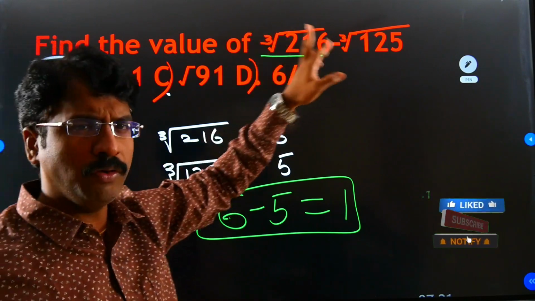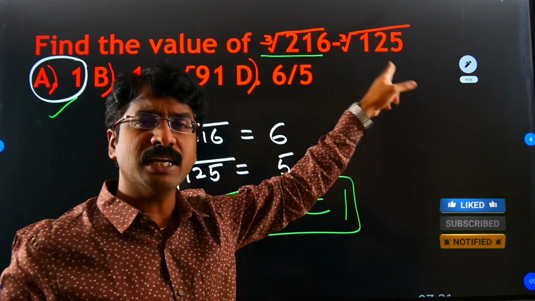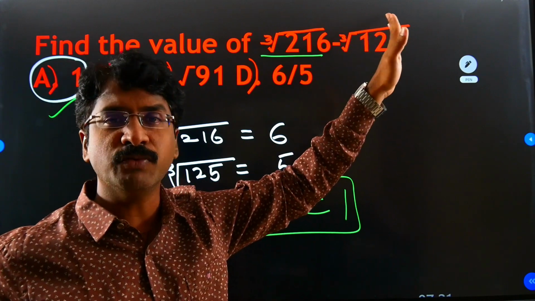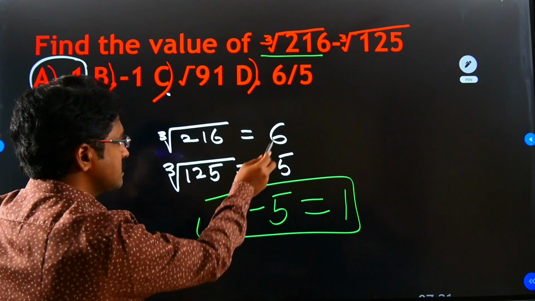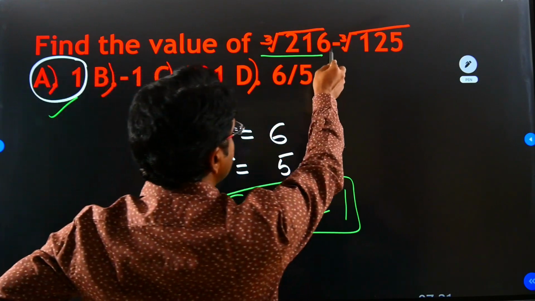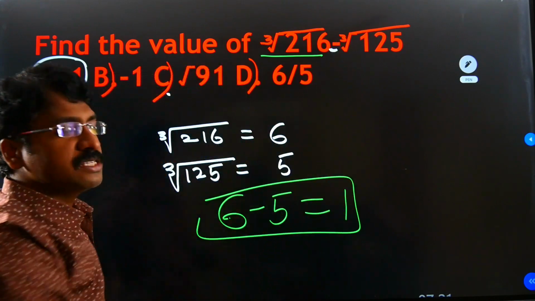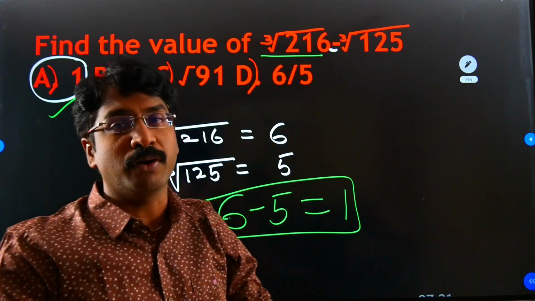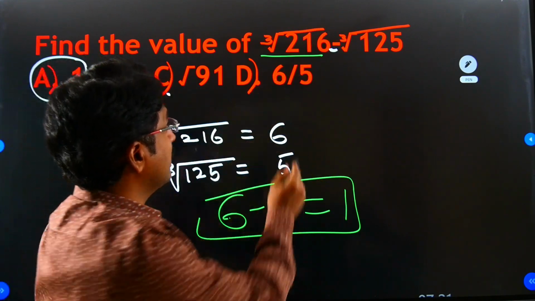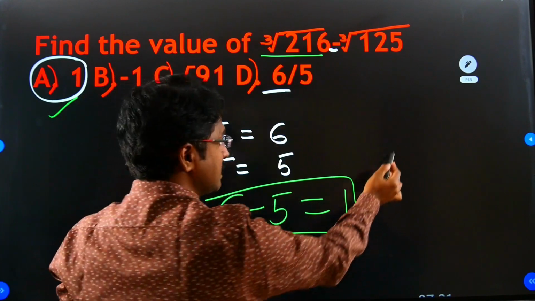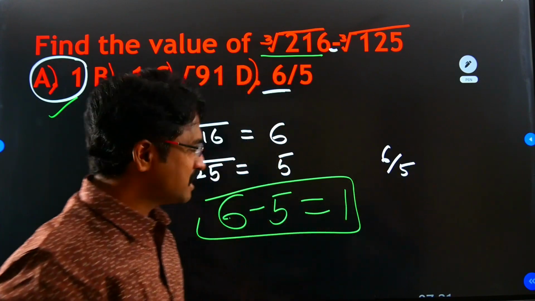For ending digit 5, we can check with 5 only. 5 into 5 into 5: 5 fives are 25, 25 fives are 125, so exactly 5. So 6 and 5, and the symbol here is minus, so 6 minus 5 is 1. This symbol is also very important. Sometimes they will give division. If you divide, look at option D, 6 by 5.